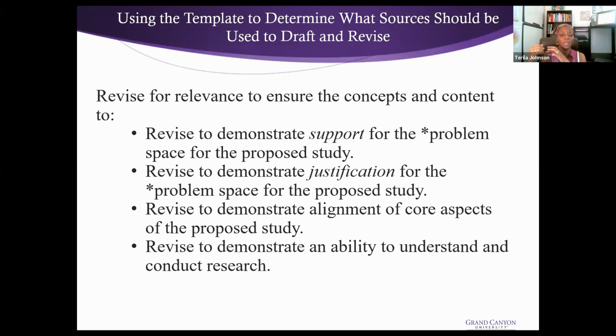And then next, coming in, revising to demonstrate alignment among the core concepts and aspects of the proposed study. And so in doing that, that's the next level that you're coming in to actually do that revising.